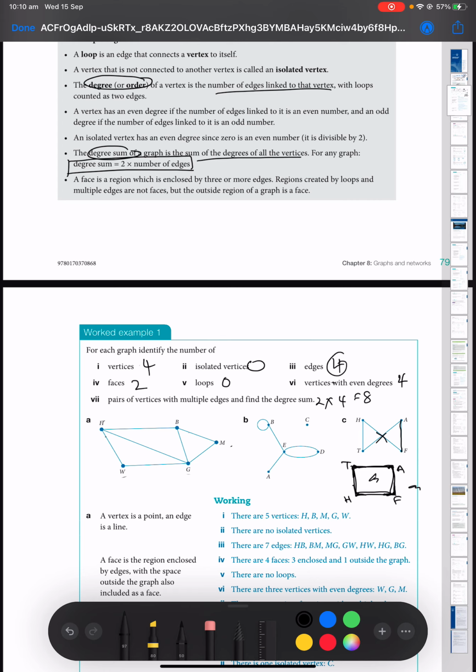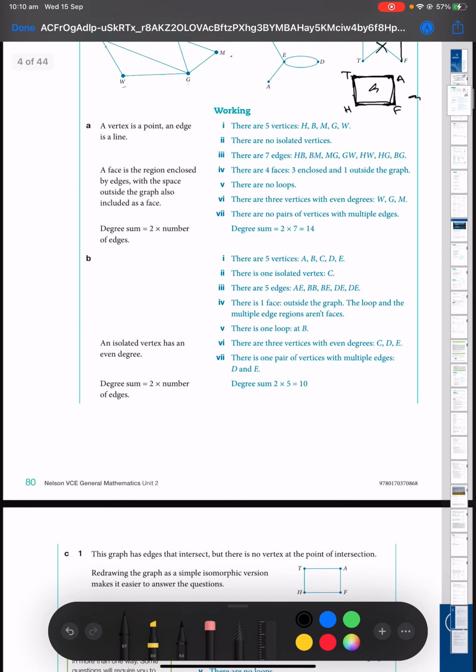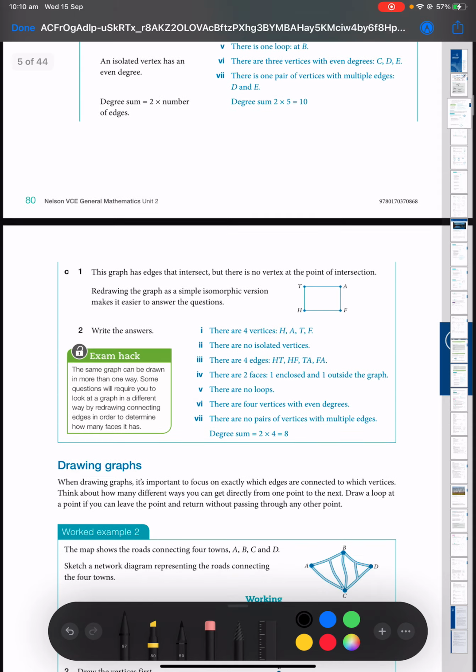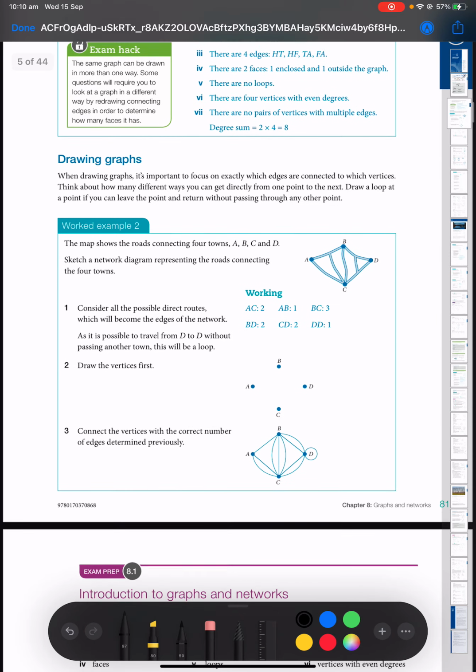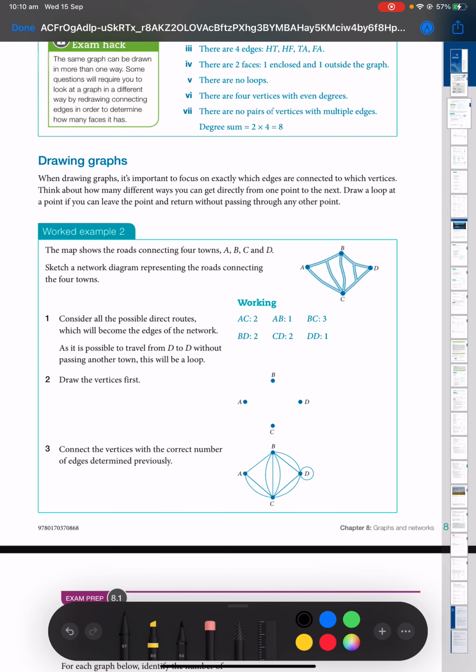All right, so this is basically analyzing graphs, and you can see all of the working out there for you as well. Next bit is about drawing graphs. So when drawing, it's really important to see which edges are connected to which vertices. This is the most important information. So you need to think about the different ways that you can get the information that we are after.